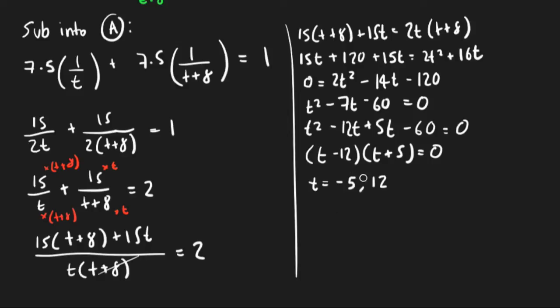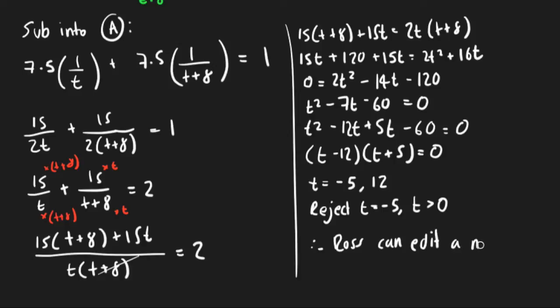Now, it doesn't make sense to get a negative answer, right? So we reject t is equal to -5 because t has to be greater than 0. Because t is talking about how fast Ross can edit a novel, and it doesn't make sense to say he can edit a novel in -5 hours. And therefore our answer is 12. So we know, therefore, Ross can edit a novel alone in 12 hours.